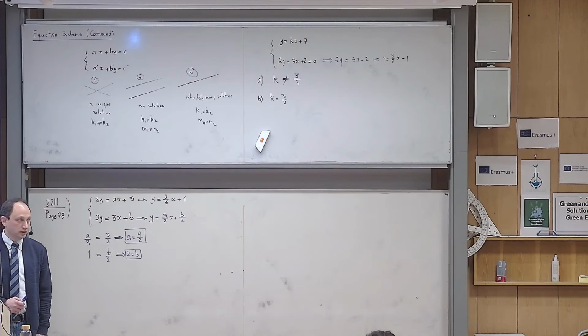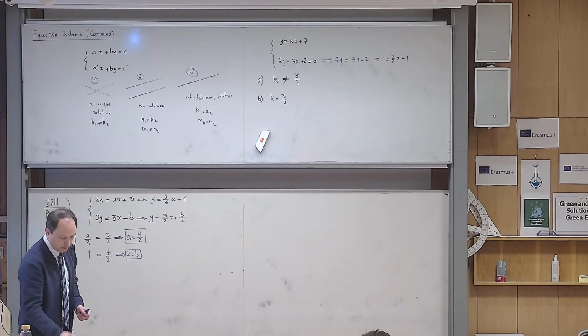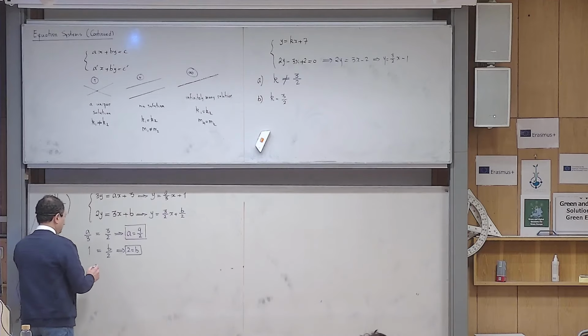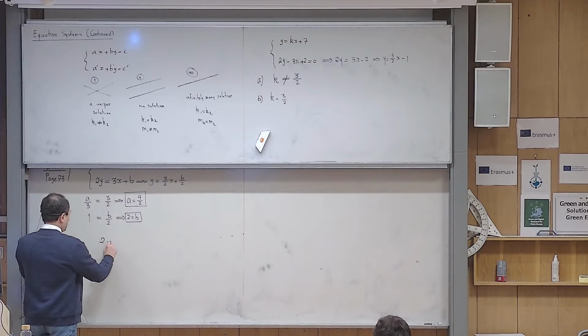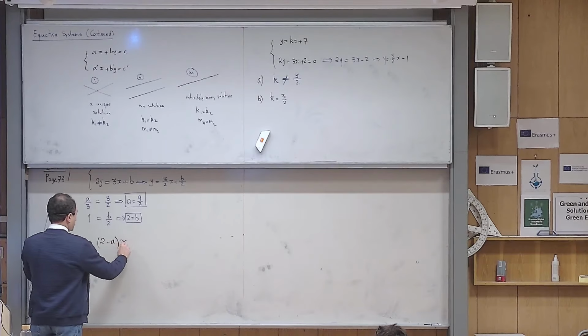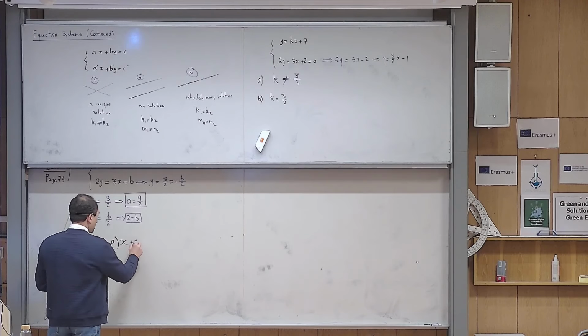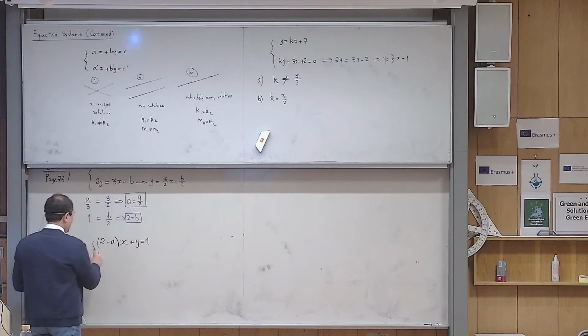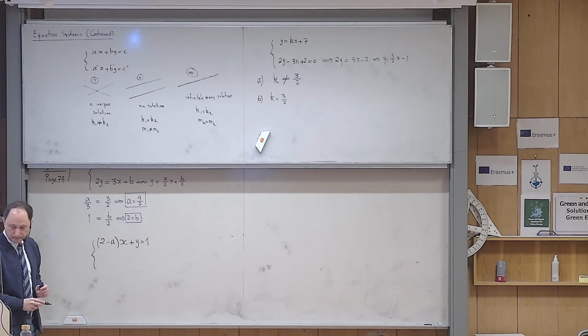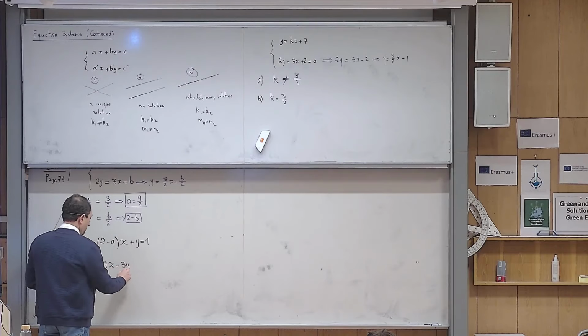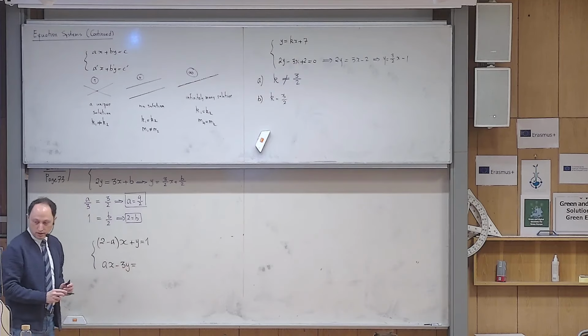Is that right? So let me write one of my own here. So the system is 2 minus a times x, and then plus y equals 1, and then I have ax minus 3y equals 5.